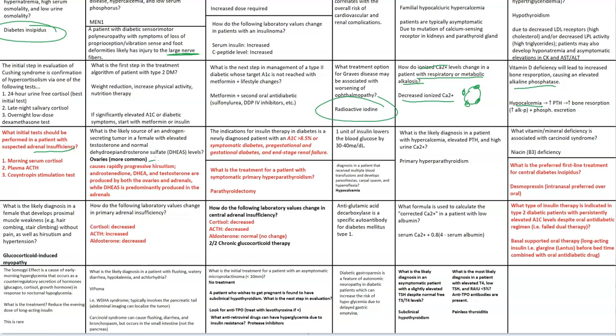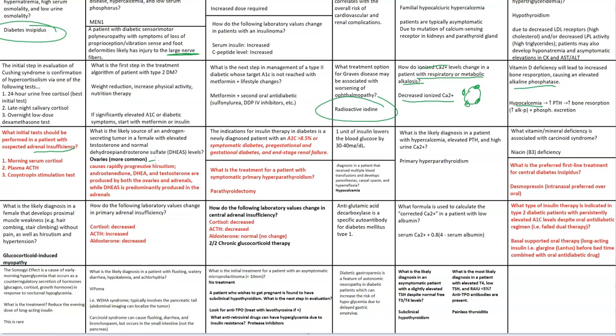How do the following laboratory values change in central adrenal insufficiency? Cortisol is decreased, ACTH is decreased, and aldosterone is normal, no change, secondary to glucocorticoid therapy. Anti-glutamic acid decarboxylase is specific for type 1 diabetes mellitus. The formula for corrected calcium in a patient with low albumin is serum calcium plus 0.8 times 4 minus the serum albumin.